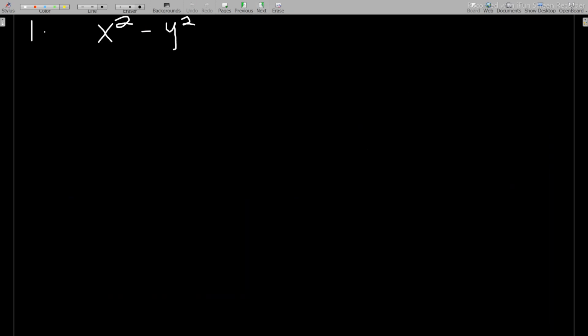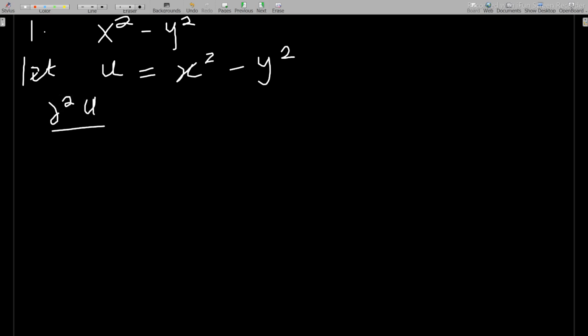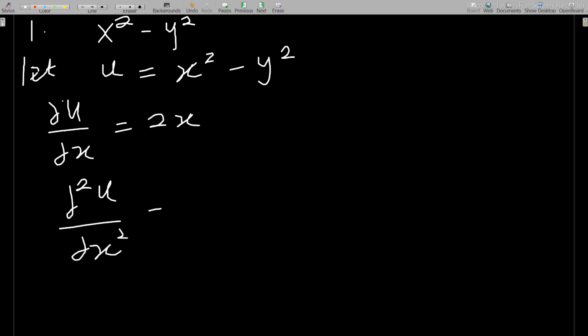The first question is x squared minus y squared. Since in our Laplace equation we named the function u, here we let u be equal to x squared minus y squared. To show that this is harmonic, we have to make sure that it satisfies the Laplace equation, so we find the second order partial derivatives of u. First del u del x, which gives us 2x, and then del squared u del x squared is equal to 2.